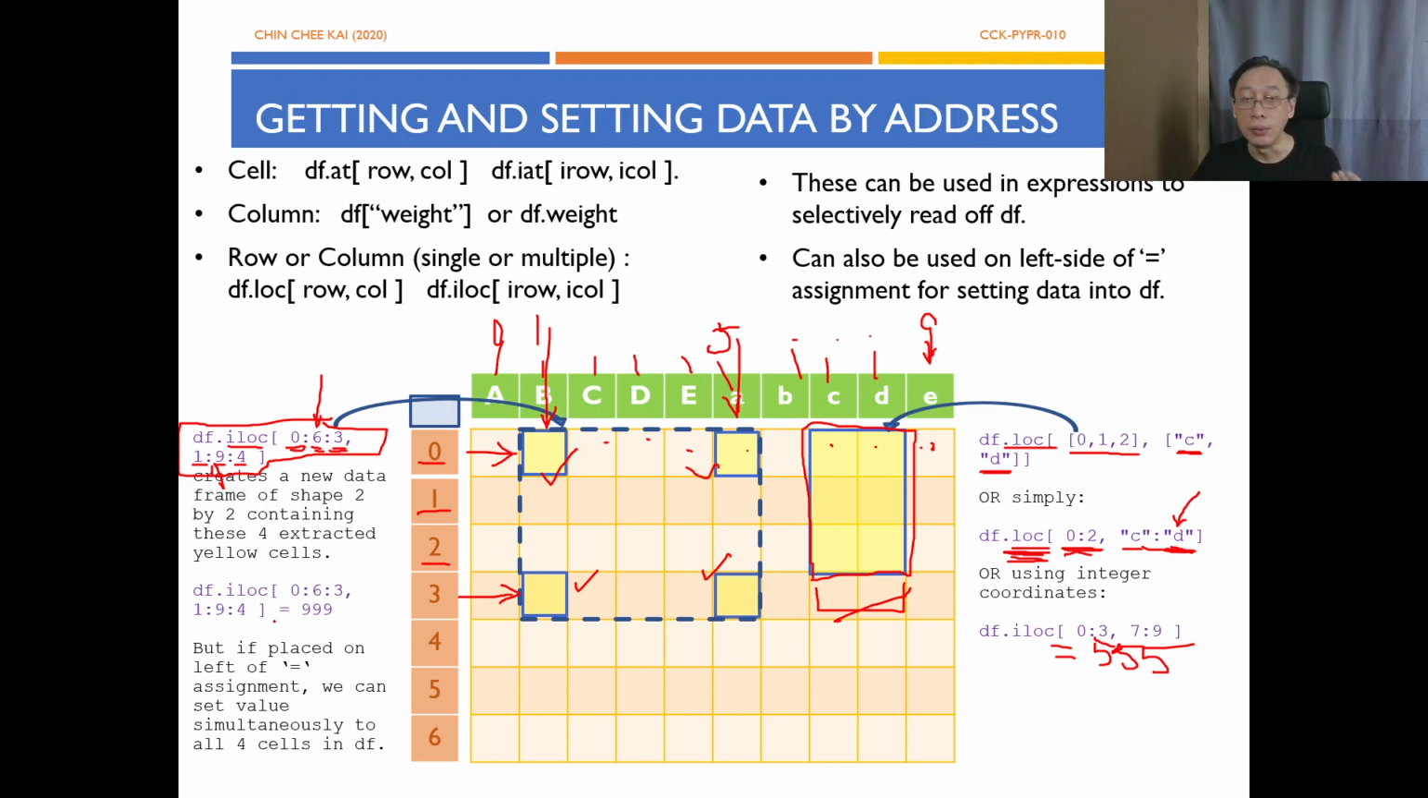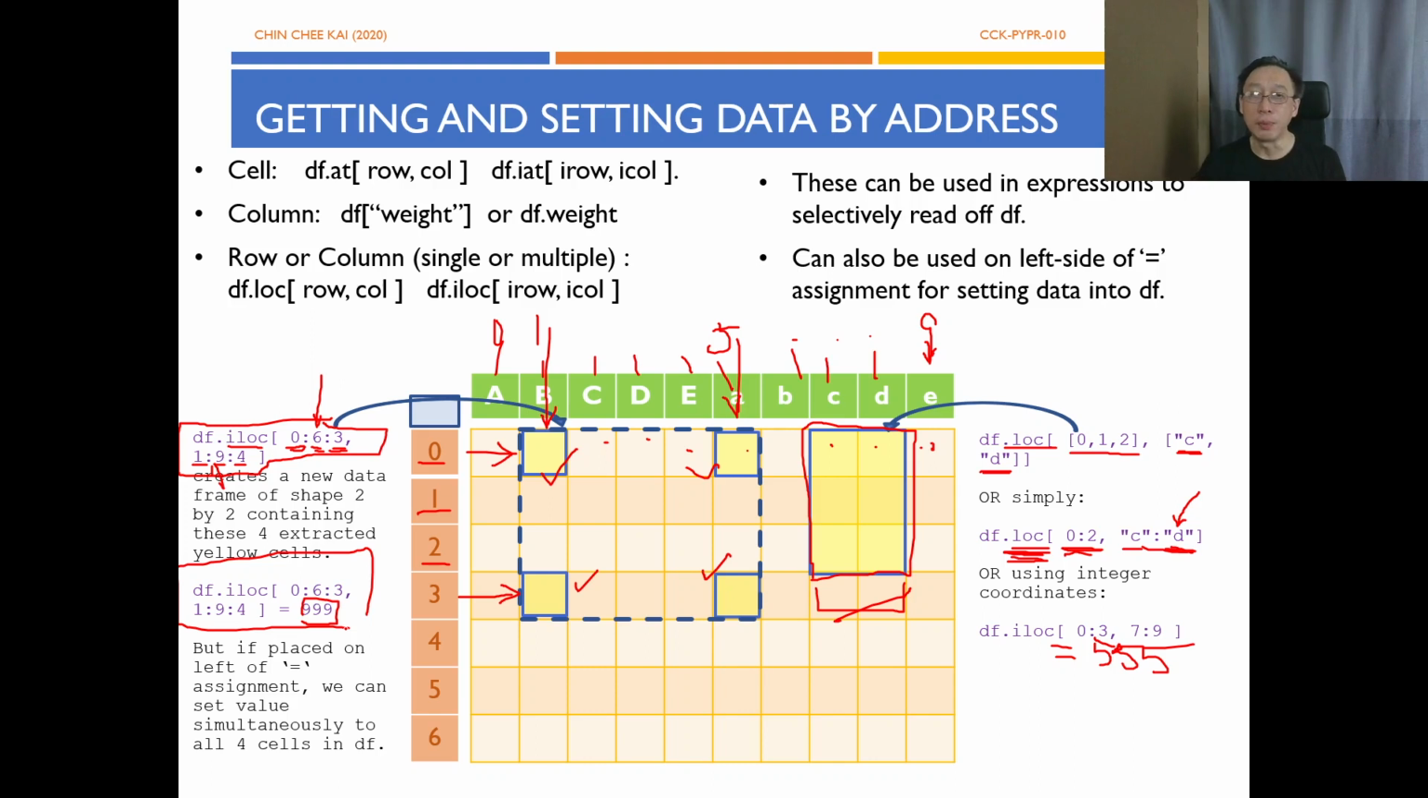All right. So if we move this extraction to the left-hand side, it becomes assignment. Instead of getting on the right-hand side, on the left side it becomes setting. So we'd like to set all these corner yellow blocks to 999. And the way to do it, that's it. This is it. Very simple. Very powerful. Assignment and extraction, simple as left-hand side, right-hand side.